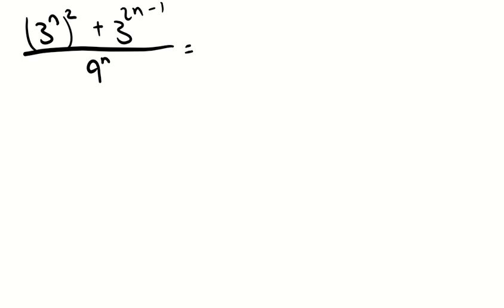Okay, so here what you need to do is you need to first multiply out everything. For example, you need to multiply 2 and n so that you get 3 to the power of 2n plus 3 to the power of 2n multiplied by 3 to the power of negative 1.